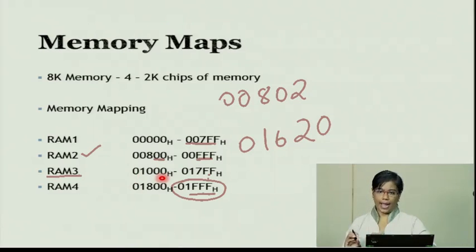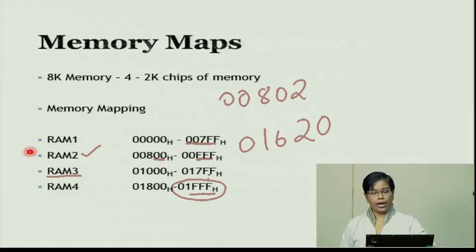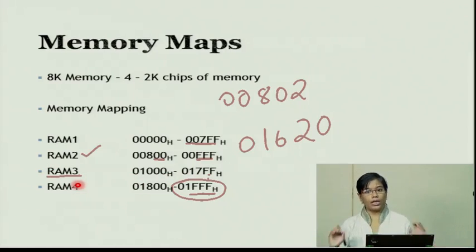So based on the address, only one of the RAM chips must be selected at a given point of time. So if the address is between the range 000 to 007FF, RAM1 must be selected. So if the address is going to be from range 0800 to 0FFF, RAM2 must be selected. If it is going to be from 1000 to 17FF, RAM3 must be selected. For the next address range, RAM4 must be selected. So at a given point of time, only one memory chip will be selected. Which particular memory chip is going to be selected essentially depends upon the address which you are trying to access.